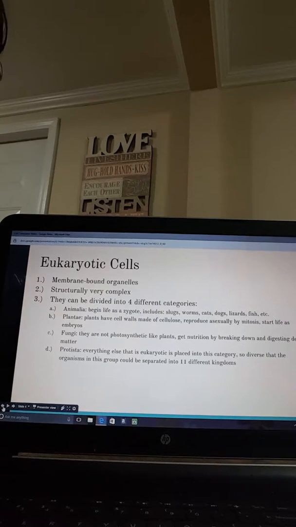Looking at the types of cells, one of the main types of cells that we would focus on is called a eukaryotic cell. Eukaryotic cells have characteristics such as membrane-bound organelles. They're structurally very complex. So the eukaryotic cells have a lot more to them than a prokaryotic. They can be divided into 4 different categories.